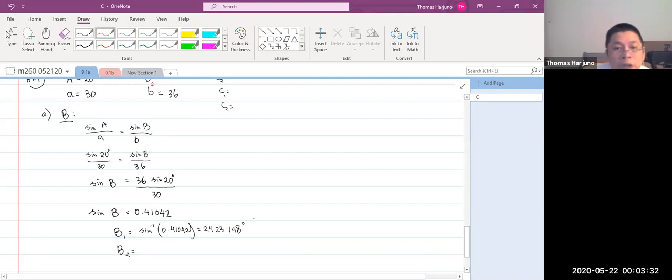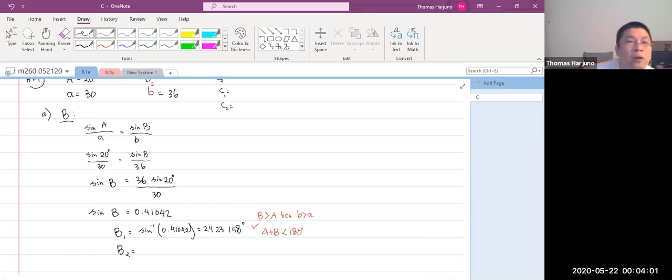The checking is because we know earlier that angle B has to be greater than angle A, because side B is greater than side A. Also, A plus B is still less than 180 degrees, so it is acceptable.